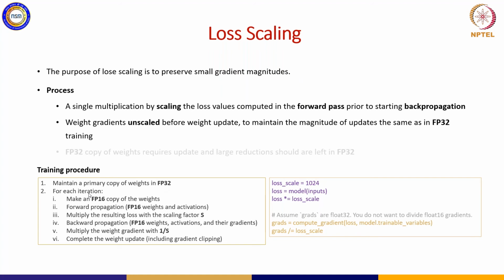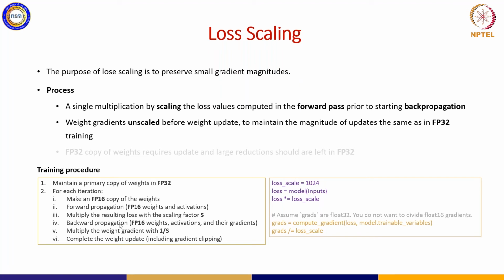Then during the iteration, this is what happens while you're training your deep neural network: you have the step and the iterations. Within that step and iteration, you make an FP16 copy of your weights. Then you perform forward propagation with that FP16 copy. That is the initial run. Then you scale. How do you scale? I've explained it here: you multiply the resulting loss with a scaling factor X. So the scaling factor X is what you have here.